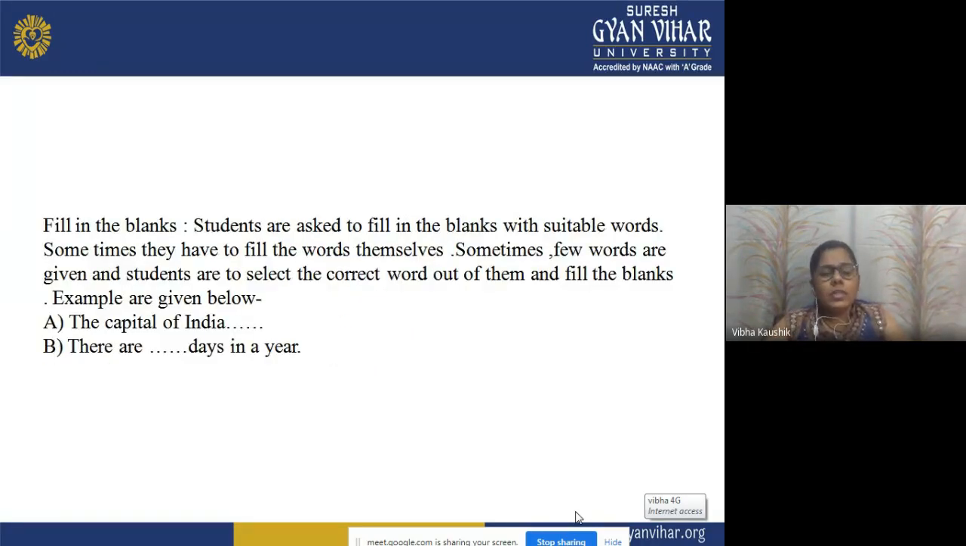Now, the next objective type is filling the blanks. Students are asked to fill in the blanks with suitable words. When the teacher is framing this filling the blanks, the teacher asks the students to fill the blanks with the correct answer or the best suitable words. Sometimes the student has to fill the words themselves at the blank.